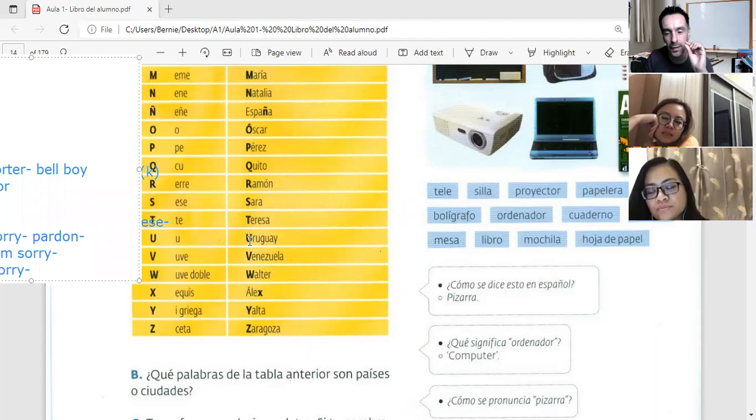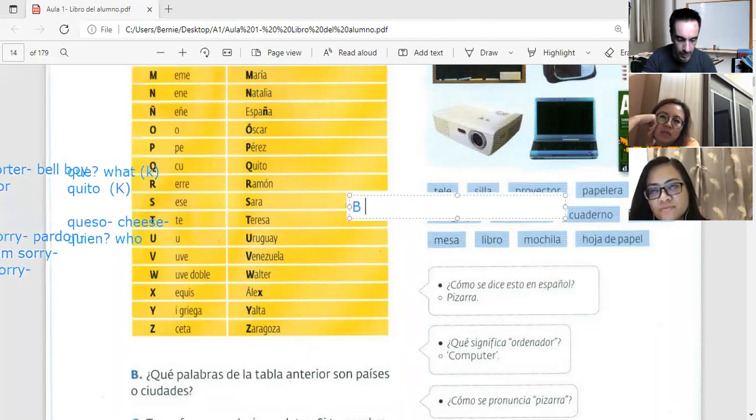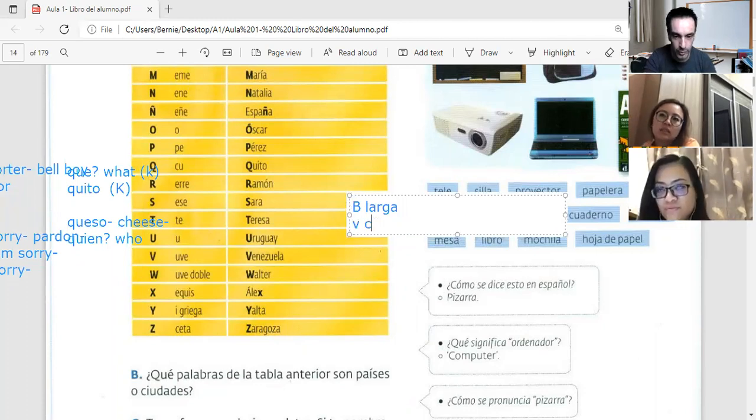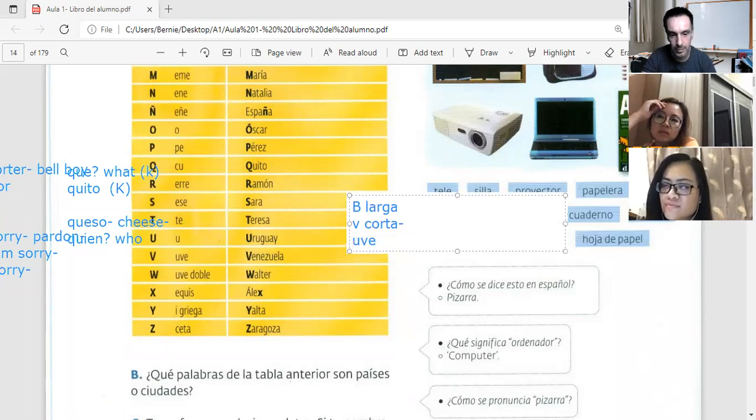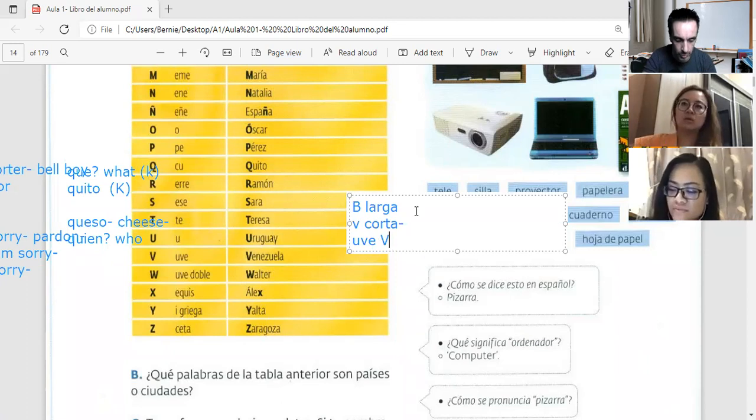V, actually, many people call it V corta. We call it V larga, long V, or V corta, short V. In other countries also, you will find it in that way, right? So some people call it simple V, the V, or V, the V.